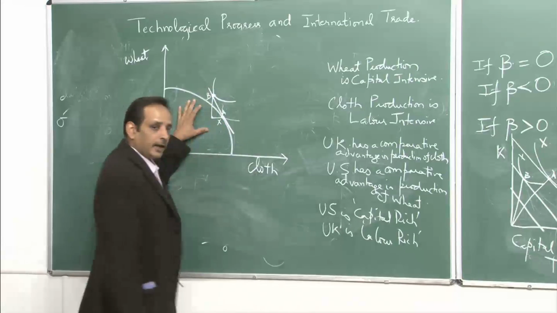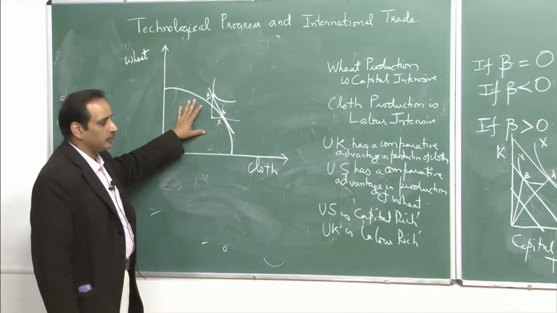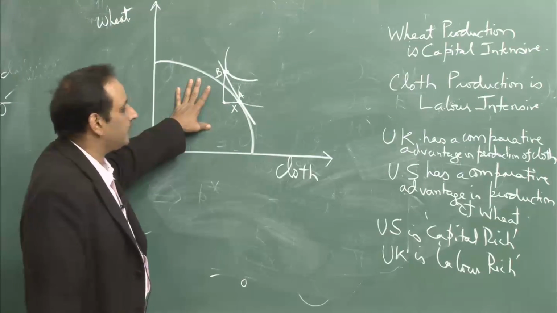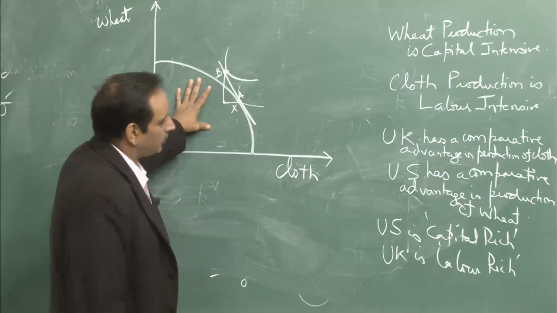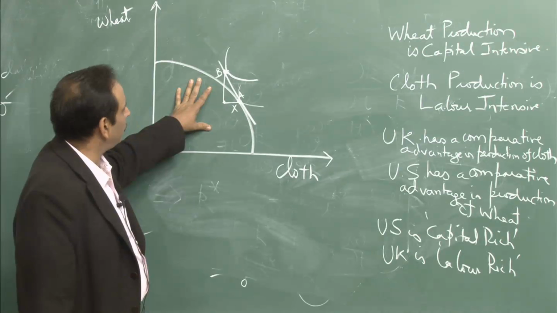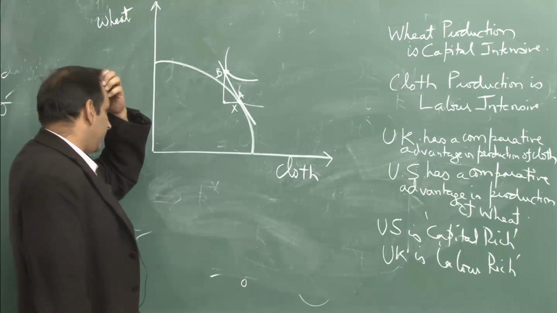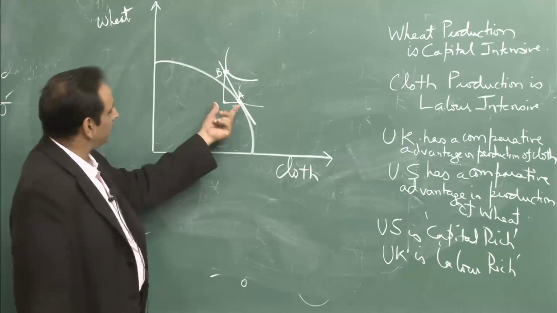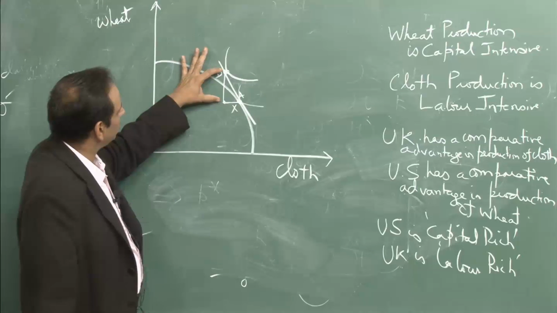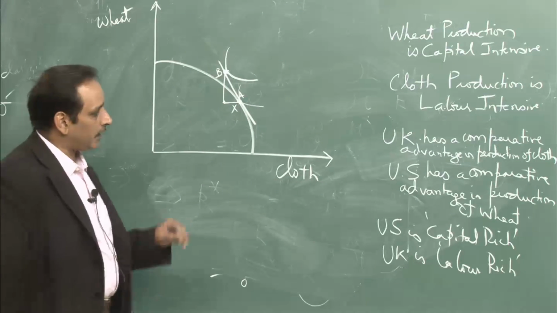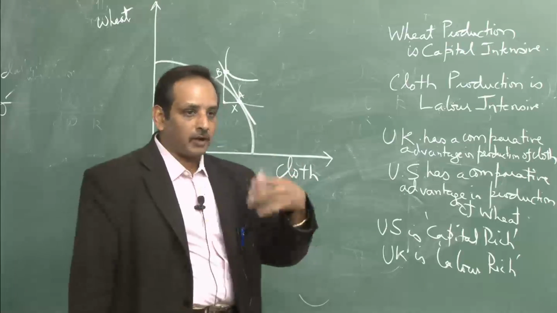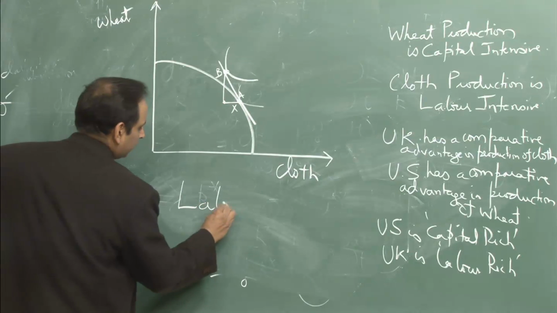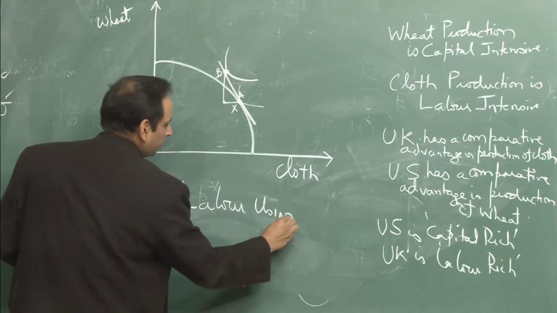This is a situation of trade taking place between the US and the UK. The US has a comparative advantage in the production of wheat, so it would export wheat. The UK has a comparative advantage in the production of cloth, so the UK would export cloth. This is the depiction of such trade taking place in the United Kingdom, the UK exporting this much of cloth and importing this much of wheat. Now let us assume that something happens, and that something is technological progress. The technological progress is labor using technological progress.